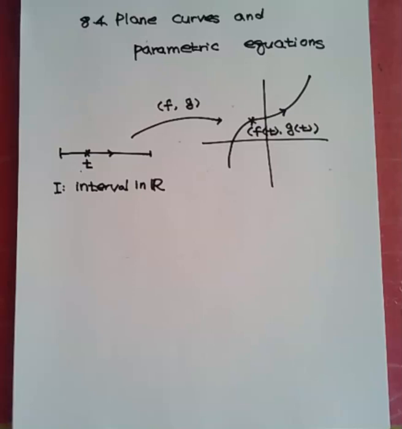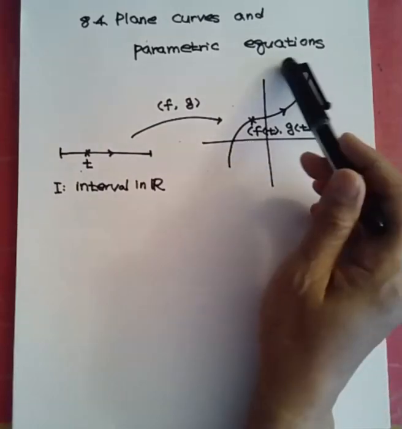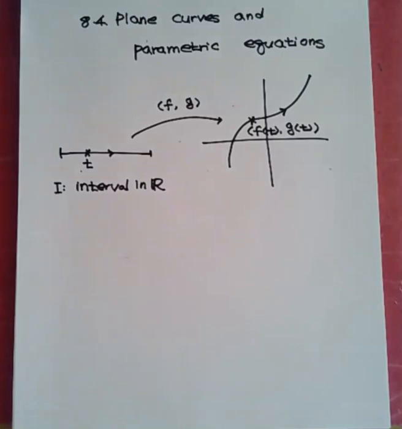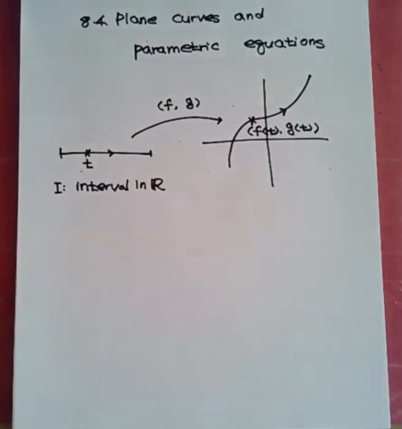In this section, we will learn about plane curves and parametric equations. This is a plane curve, a curve on the plane. A plane curve is defined by so-called parametric equations. The x and y coordinates of a plane curve are defined by functions from an interval on the real number line. In this picture, f and g are parametric equations.